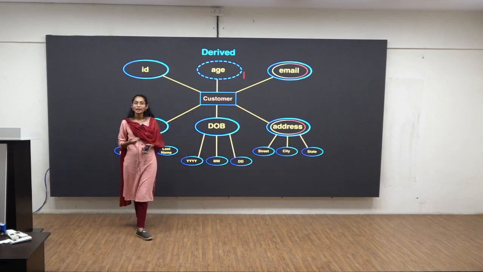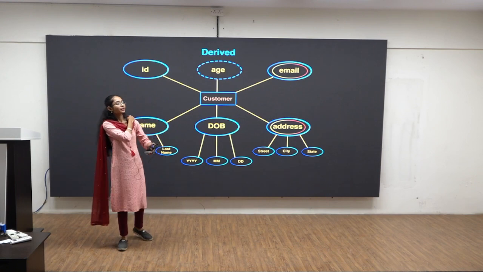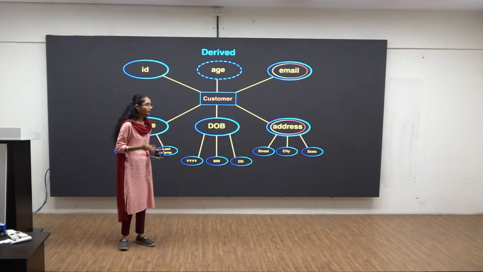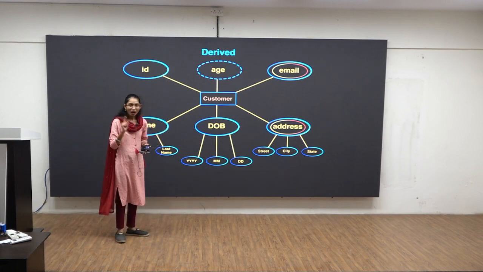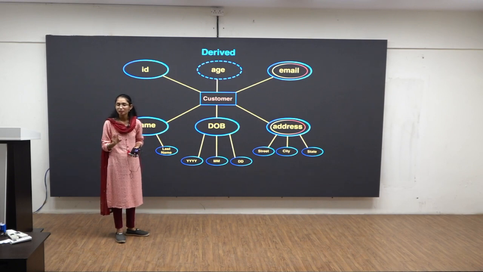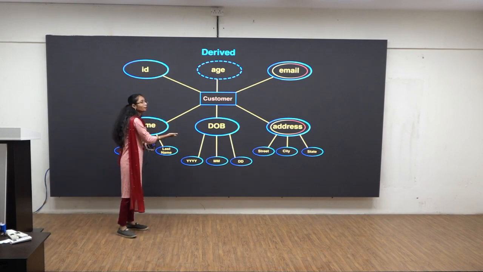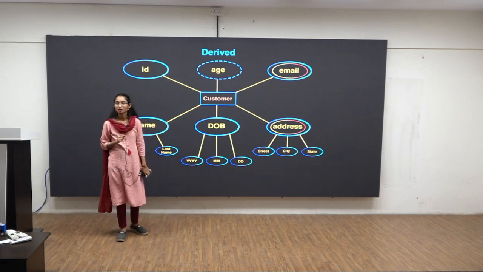Many students, if we ask for an example of a derived attribute, will say date of birth. Understand, date of birth is not a derived attribute. Age is a derived attribute. Why? Because age is what we get from the date of birth.